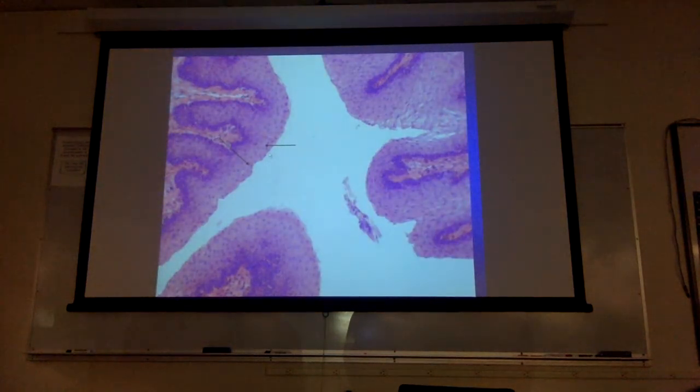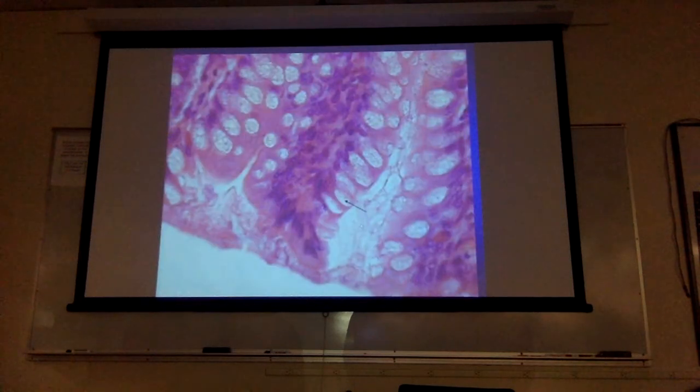Okay, what's this tissue? Stratified squamous, unkeratinized. What's this tissue? Transitional? This is a tricky one. Is it transitional? Nope. All right, this is simple columnar.